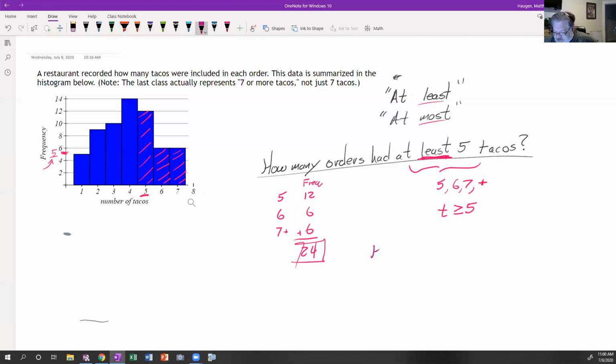Let's change this to say how many orders had at most, let's go at most 3 tacos. Take a minute, decide what you want for that.